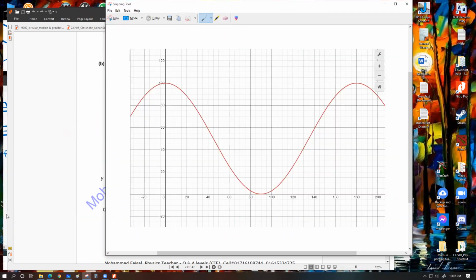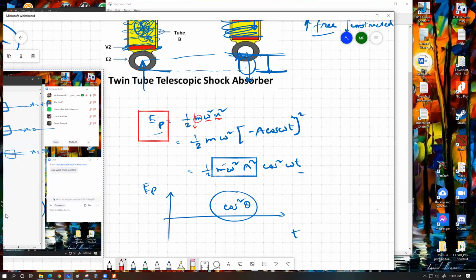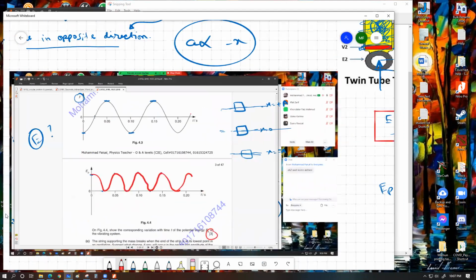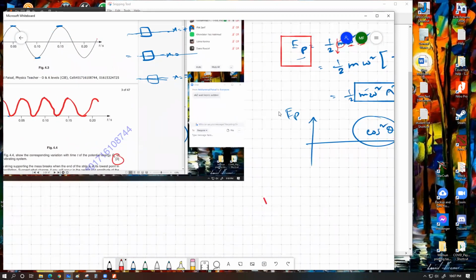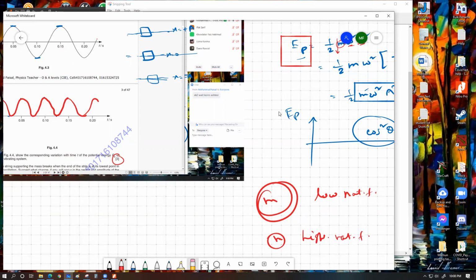The second thing, I told you that more massive objects tend to move slowly because of inertia. Less massive objects tend to move faster. Bigger mass means low natural frequency. Smaller mass means high natural frequency. এই জিনিসটা কি বুঝছিলা? This is because of inertia.